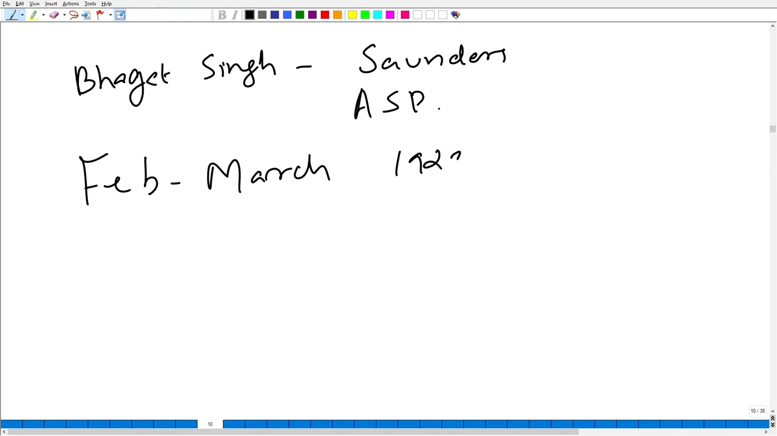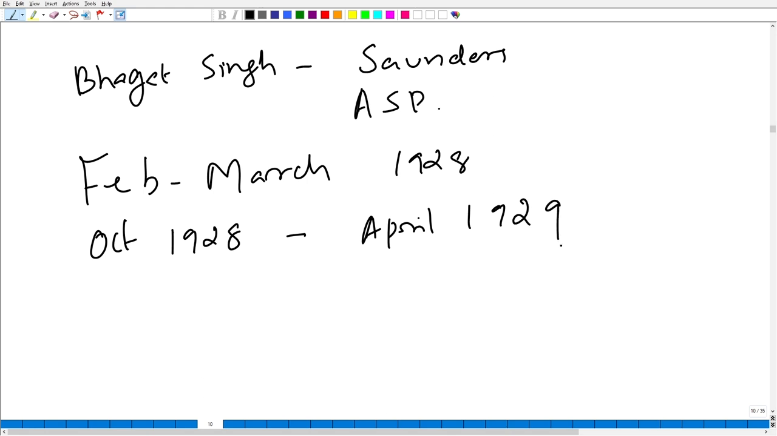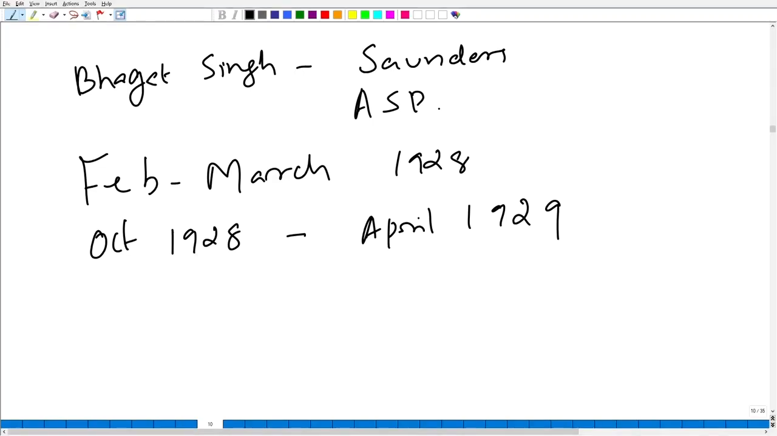February-March 1928 and from October 1928 to April 1929. Despite resistance from different parts of the country, Simon Commission paid two visits to India. First visit was from February 1928 to March 1928. Its second visit was from October 1928 to April 1929. It visited across the country and prepared a report which was published in May 1930.